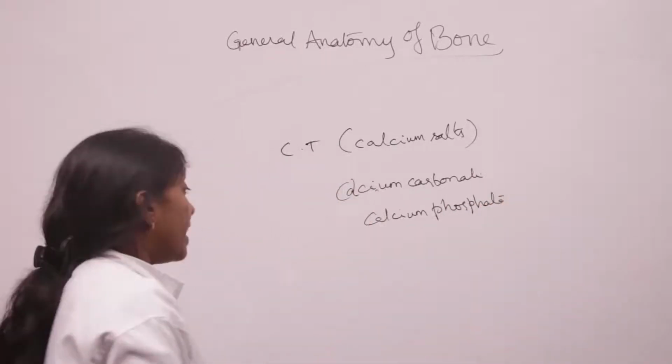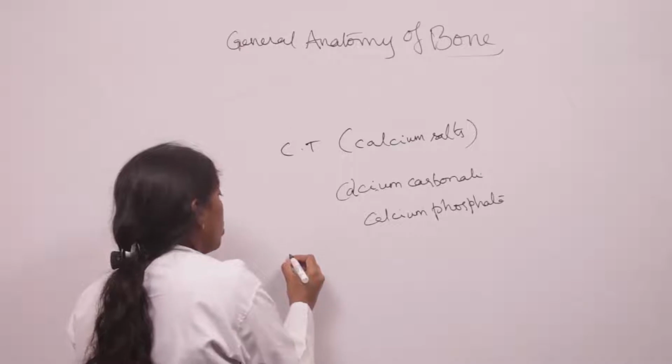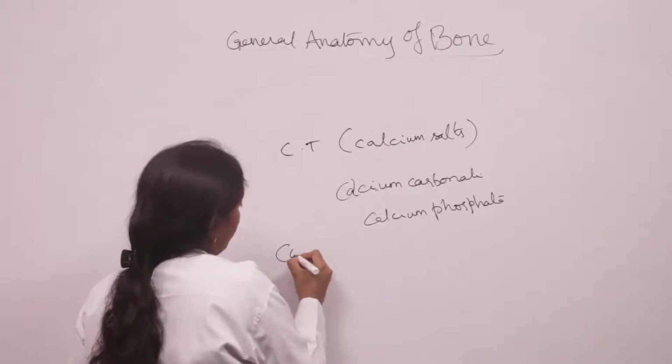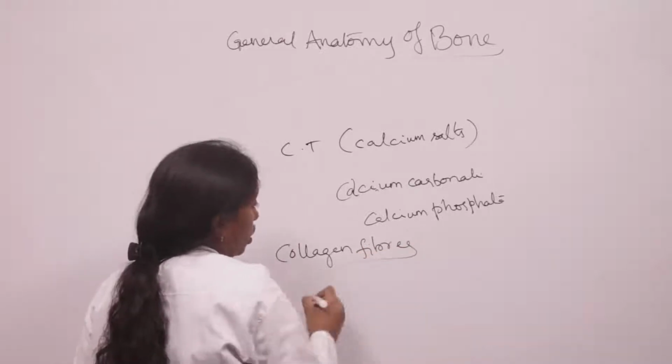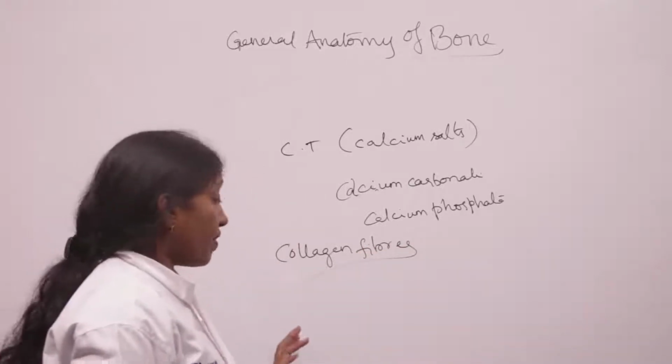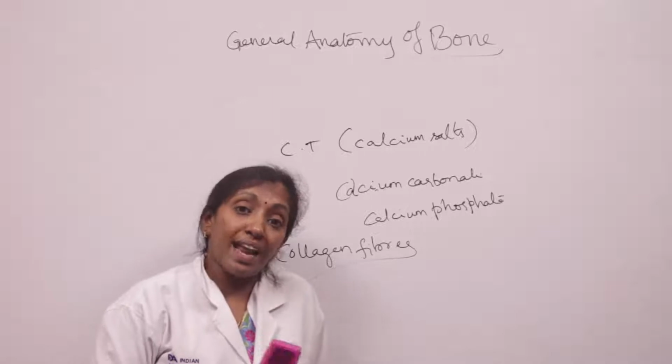It makes the bone resilient and flexible. The organic part of the bone is formed by the collagen fibers, which make the bone flexible and resilient.